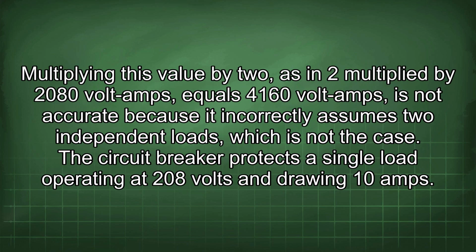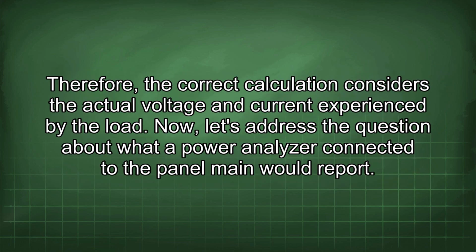Multiplying this value by 2, as in 2 multiplied by 2080 volt-amps, equals 4160 volt-amps, which is not accurate because it incorrectly assumes two independent loads, which is not the case. The circuit breaker protects a single load operating at 208 volts and drawing 10 amps. Therefore, the correct calculation considers the actual voltage and current experienced by the load.